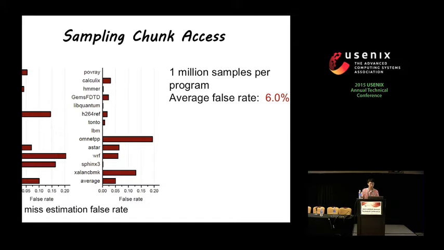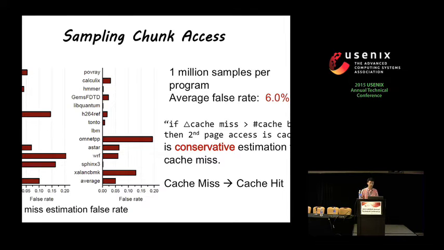And this figure shows the effectiveness of our sampling technique. We collect the data trace from these programs and feed it to the simulator. We compare the cache miss estimation with the real results. And on average, the false rate is around 6%.